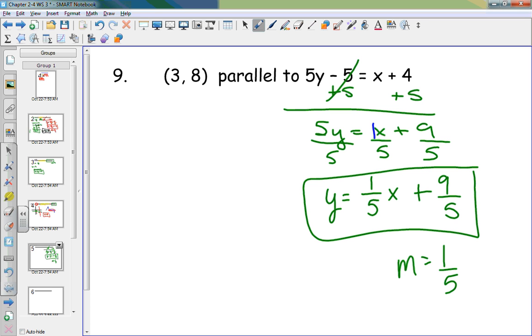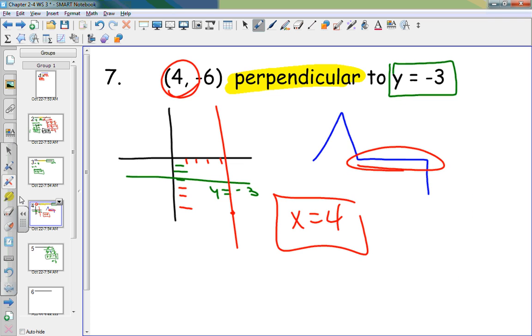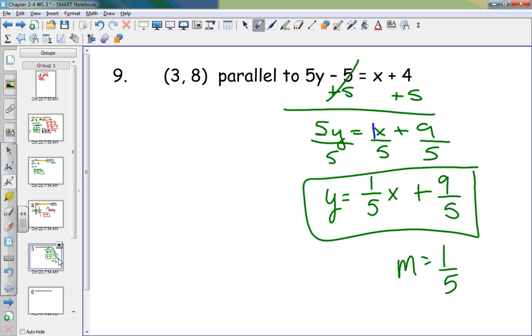1/5. This messed with many people's minds on the quiz. You guys do better when you see a number there. As soon as I take a number away, you really mess up. So now, I need to find what here? Parallel. I need to find a parallel slope. So my parallel slope is going to be still 1/5.